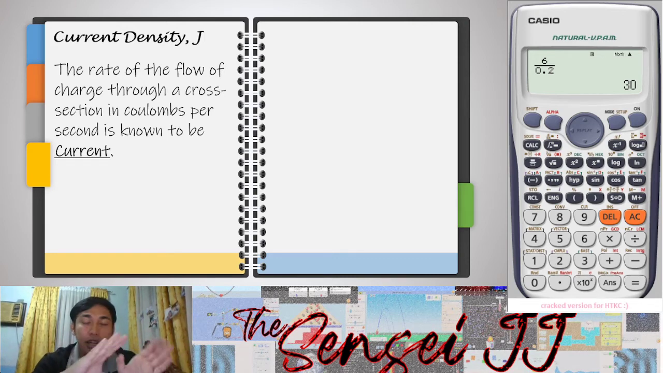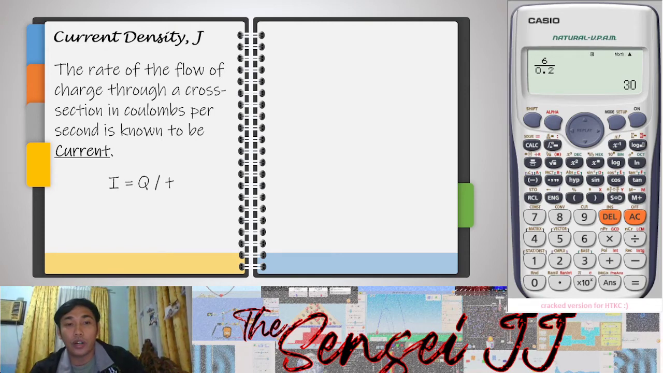Okay, current density, or in symbol, it is J. The rate of flow of charge through a cross section in coulombs per second is known to be current. So we have here our I is equal to Q over T. Current muna tayo dito. Current natin is charge over time. Ampere is equivalent to coulomb per second.